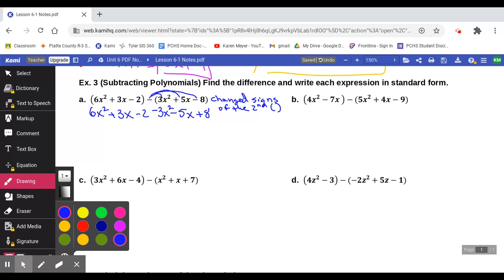adding like terms together. So start with the highest exponent. So 6x squared minus 3x squared. So 6 minus 3 is 3x squared. Now the plain x's. So 3x minus 5x. So 3 minus 5 is negative 2x. Now we could do plain numbers. So negative 2 plus 8. So negative 2 plus 8 is positive 6. And we're done.